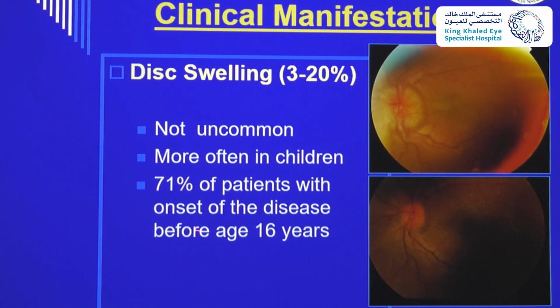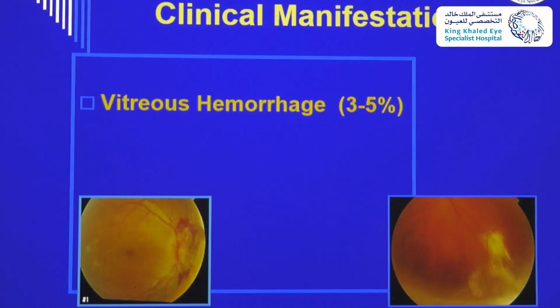70% of patients with onset of the disease before age 16 might have disc swelling. So when you have a patient with vitritis and chamber reactions, think about intermediate uveitis and look for the cause. It could be the associations. Vitreous hemorrhage, as we mentioned, could be from the disc, as we see.